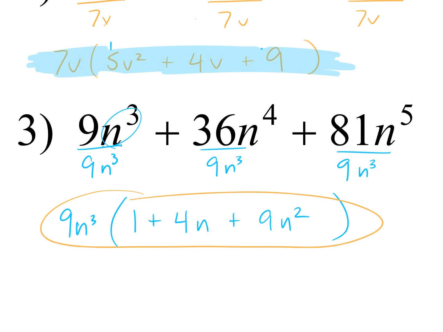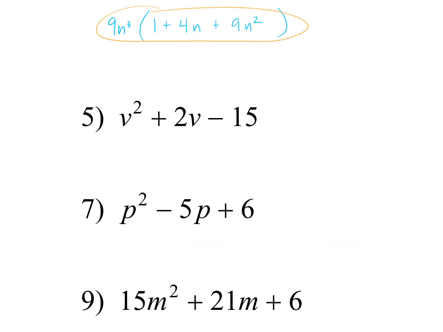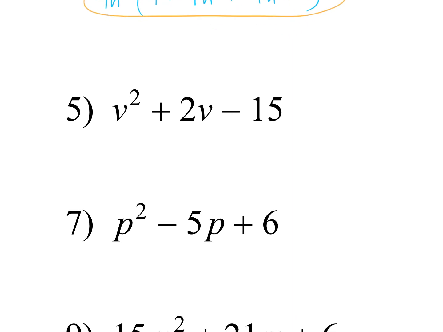All right, for number 5, how would we factor? Multiply the first one. Actually, oh no. This one's just basic factoring. We don't have a number out front, so we don't have to multiply the first times the last. So we just ask ourselves, what are two factors of negative 15 that add to 2? 5 and negative 3. Perfect. So we'd write our answer as v plus 5 times v minus 3.